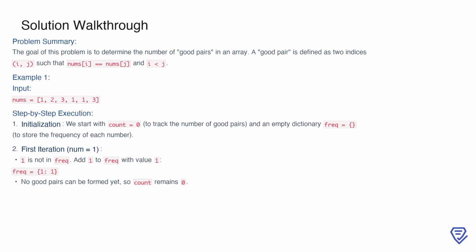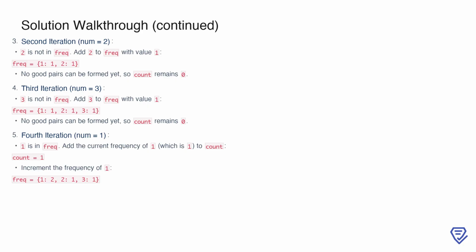so the count remains 0. In the second iteration, we encounter the number 2. Since 2 is not in frequency, we add it with a value of 1. Again, no good pairs can be formed yet, so count remains 0. In the third iteration, we encounter 3. We add 3 to frequency with a value of 1, and just like before, no good pairs can be formed, so count stays at 0.